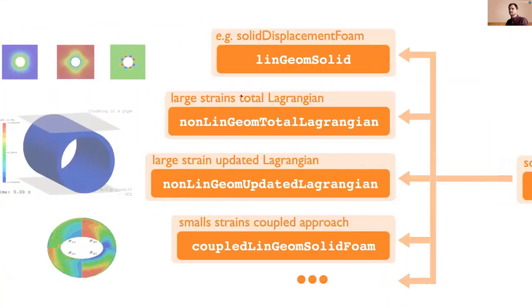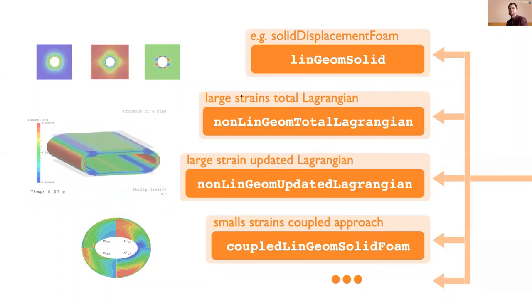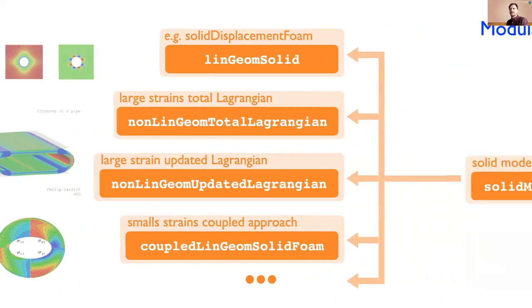just like in fluid mechanics, you can have compressible, incompressible formulations, steady state, many different approaches, semi-compressible. You can have the same thing in solid mechanics. The two principal categories are linear geometry and non-linear geometry approaches, that is, small deformations or large deformations. And then within that, you can have different types of approaches as well. Each one of those is implemented as a class.